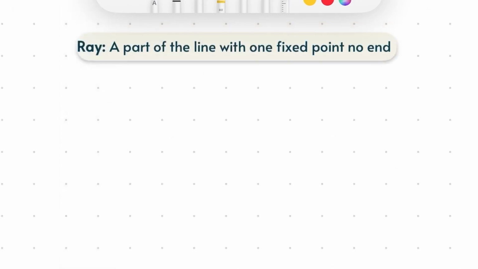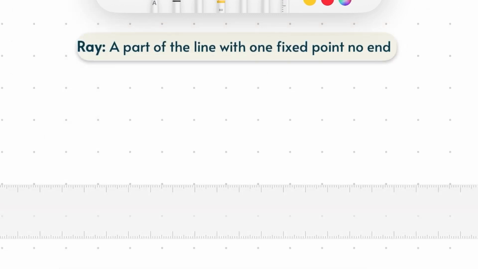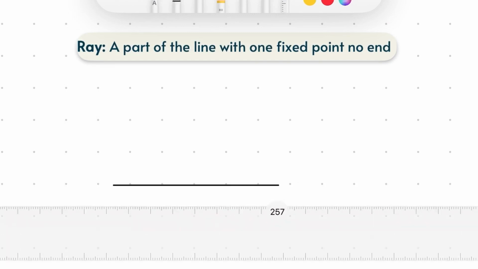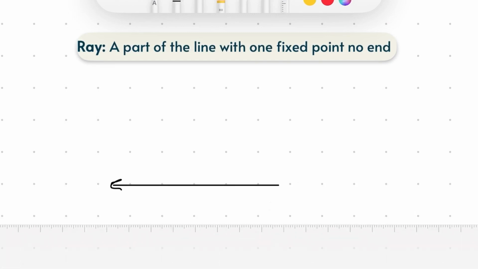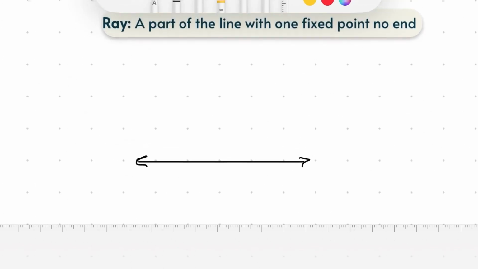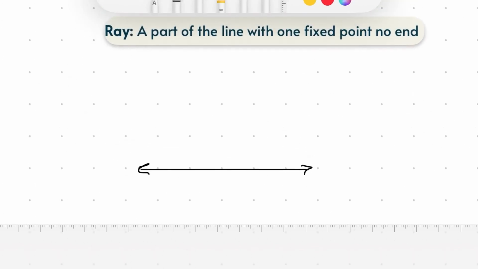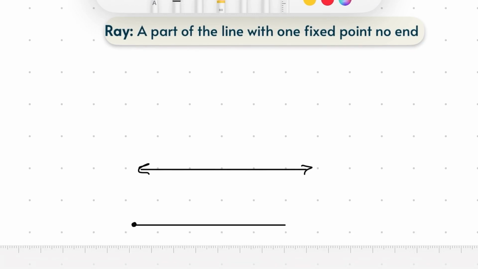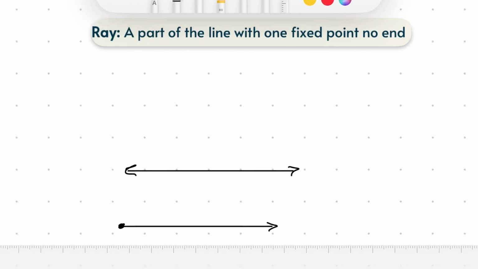A ray is a part of a line with one fixed point and no end. Remember that a line extends continuously in both directions, so it goes on forever, indefinitely. Now, a ray is part of a line, but the difference is that it has a starting point and then it continues on forever in one direction. Now, why is this important when we're talking about angles?